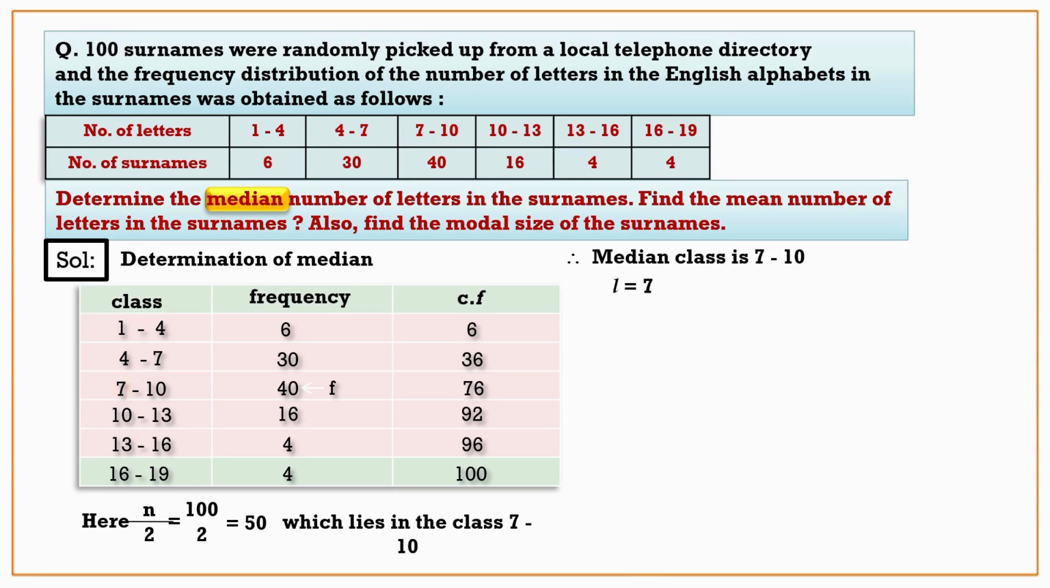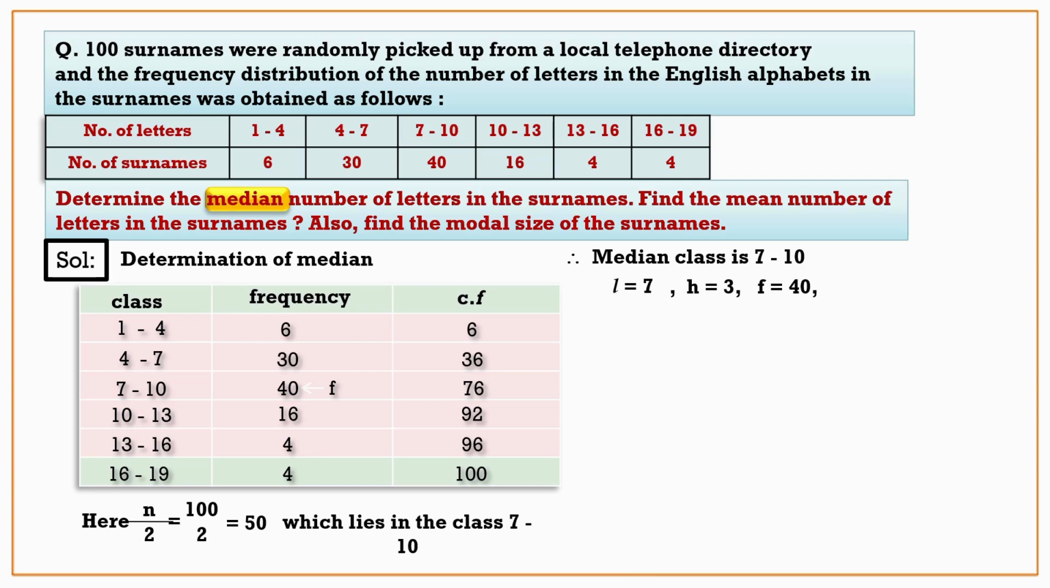So l, the lower limit of the median class, is 7 over here. Now we need to find h, that is the difference between the lower limits of two subsequent class intervals. So here 4 minus 1 is equal to 3. Now we have already considered that f is going to be 40 over here, because the median class we have chosen is 7 to 10.